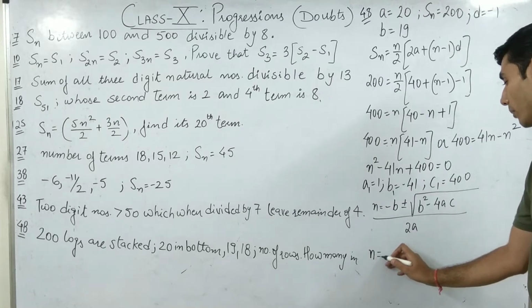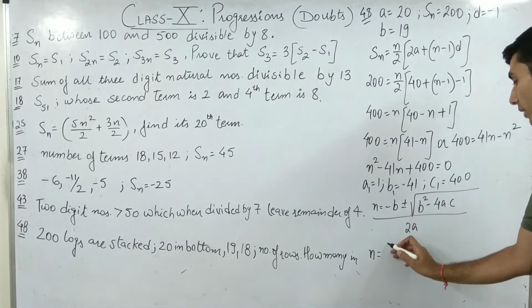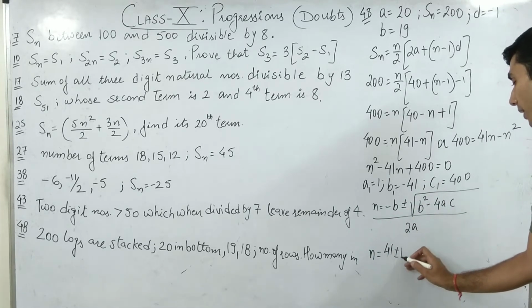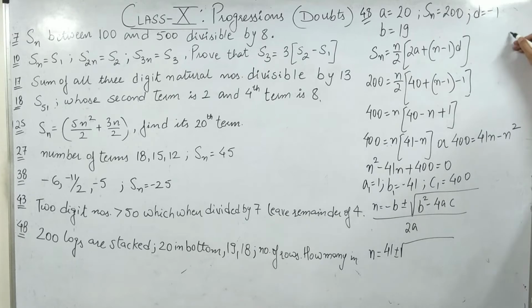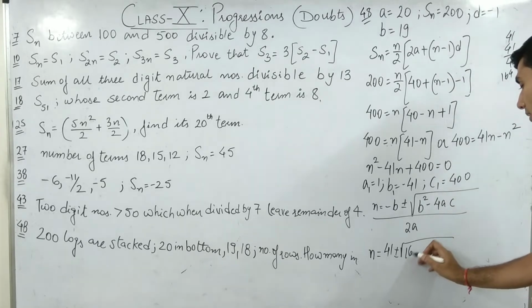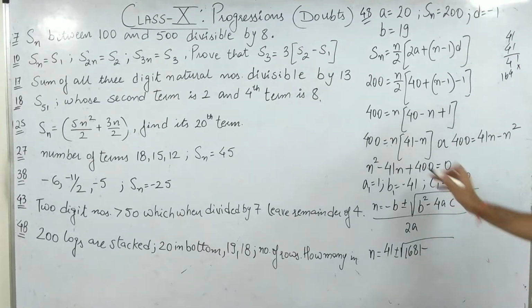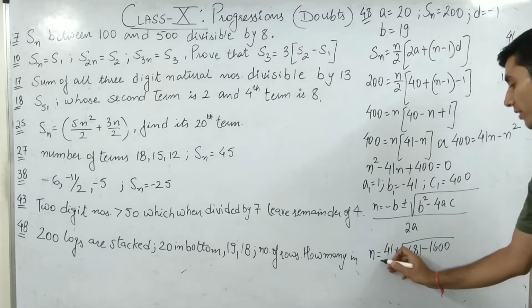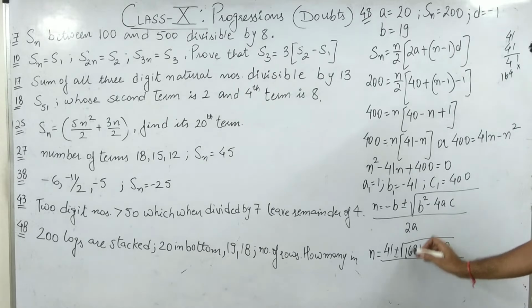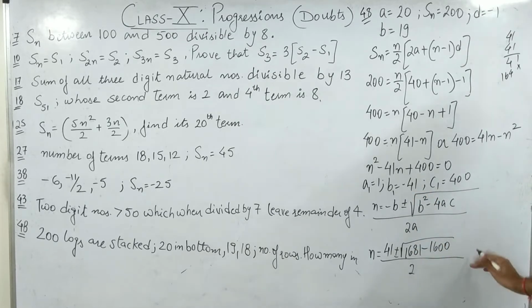So n equals minus b, which is minus 41, so 41 plus minus under root of b square. What is b square? 41 square should come out as 1681. So don't be overconfident, Gautam. Let's check. 41 into 41 is 1681, guys. So 1681 minus 4 into a into c, which is 4 into 400, is 1600. You can do it by factorization also. I was getting very bored with the factorization. 2 into a is 2.